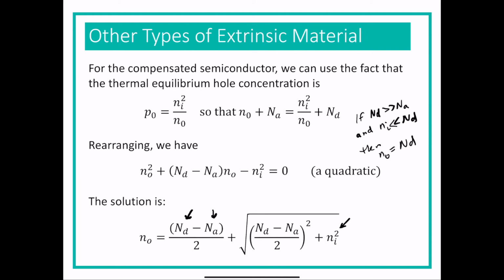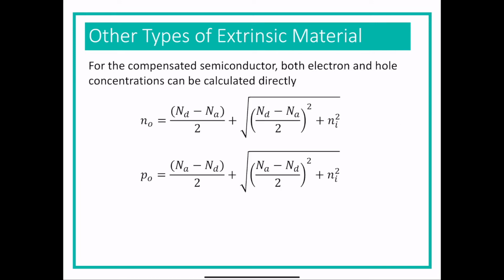And actually, if the number of donors and acceptors is even, like if you had, say, 5 times 10 to the 16 donors and you had 2 times 10 to the 16 acceptors, you could just subtract them, considering that the ni is really small. Can't always do that, but that's okay.